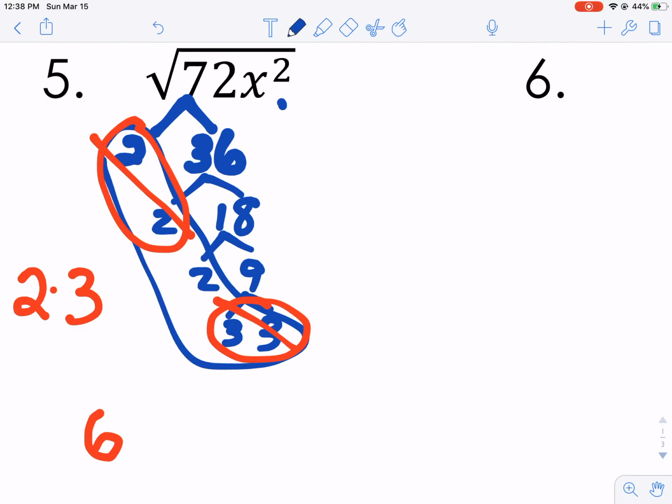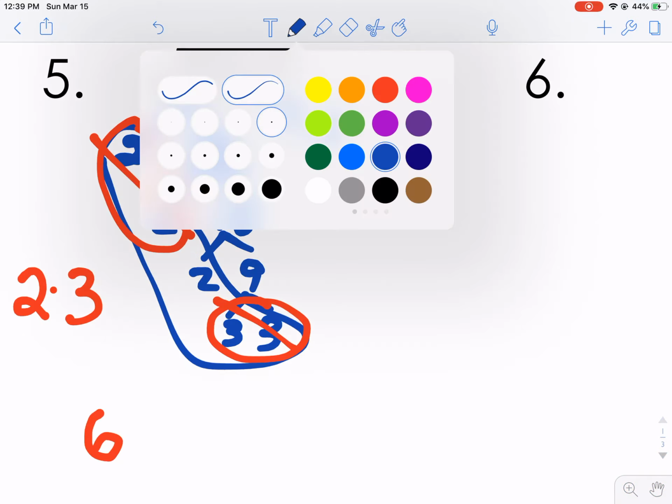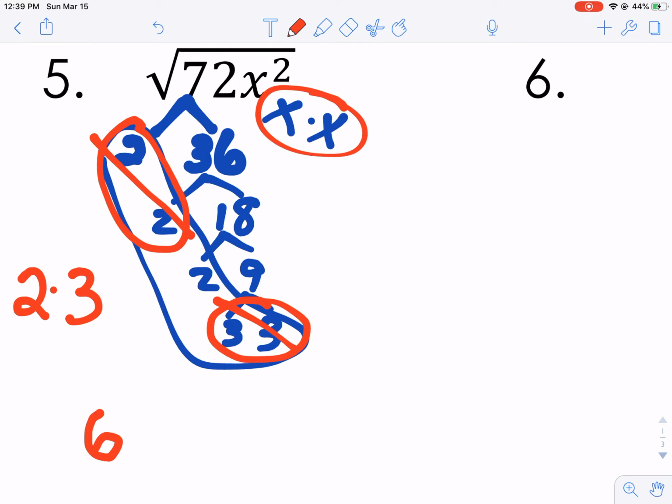Well, x squared means I have x times another x. Well, that makes a group of 2. For every group of 2, 1 comes out. So I cross those off, put an x out here with my 6, and then the only thing left that didn't get crossed off on this mess is this little 2 right here, so he stays in the radical. So that simplifies to 6x root 2.